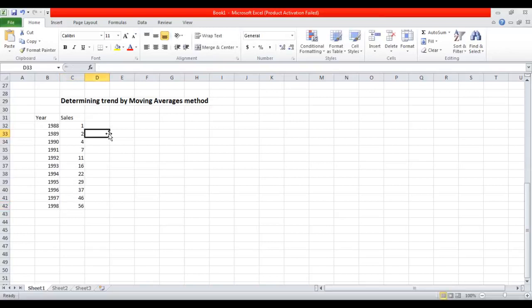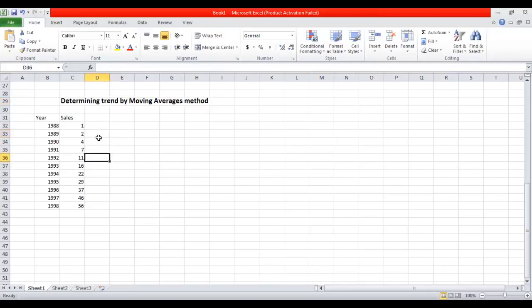For this, I have to find the trend line equation. So in the moving averages, we know how to find the moving averages values. Along with that, in theory class, we did not draw any trend line, but here we draw the trend line also, because we are determining the trend.